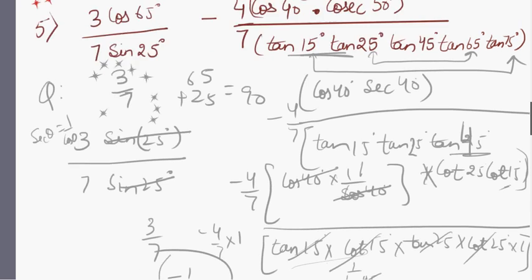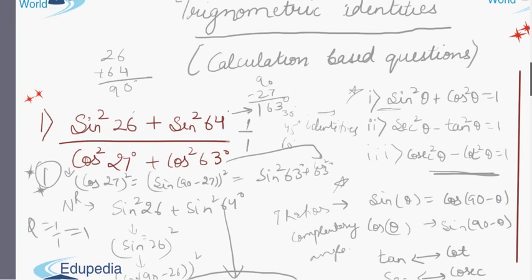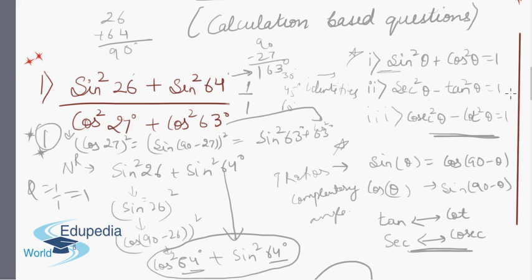So friends, in this video we have studied 5 questions which seem like calculation based questions but are not actually calculation based when the trigonometric ratios and the complementary angle pairs are applied to them, and the calculations become very easy, in fact very feeble, to solve.